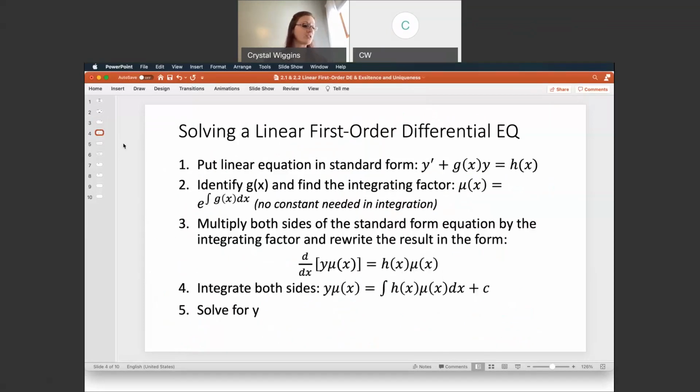Now, when we want to solve a linear first order differential equation, one of the methods, and the method that we're going to explore this week, would be using this integrating factor. So this integrating factor is one way to go about it. It's not the only way.